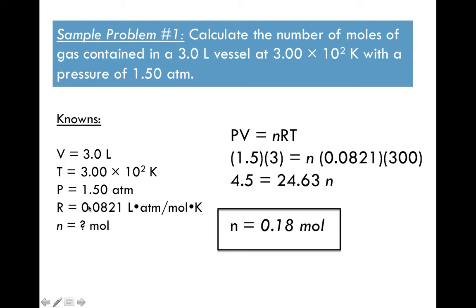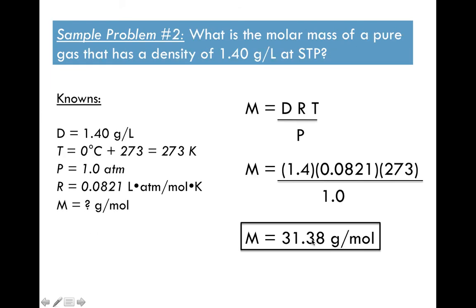The value of R, remember, depends on the pressure. So if it's atm, it's 0.0821. Don't really worry about the units here, and then n is what you're solving for. Also remember for R, volume has to be in liters. Once you get here, it's just a matter of plugging in and solving. Very simple, and you get n equals 0.18 moles.